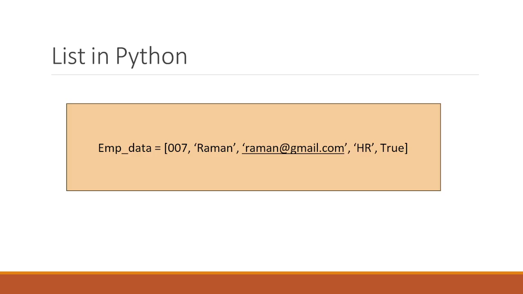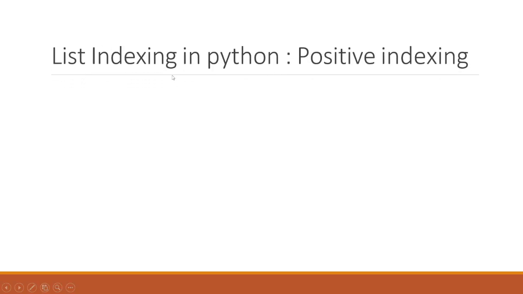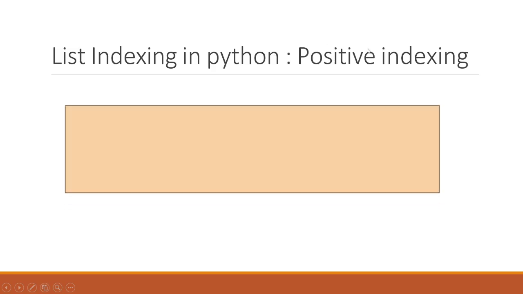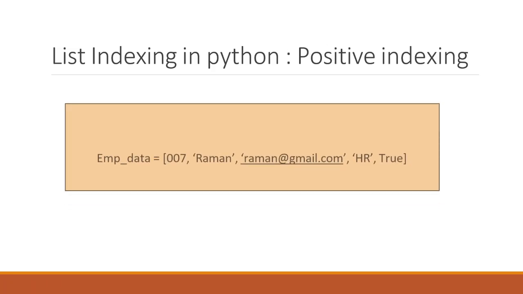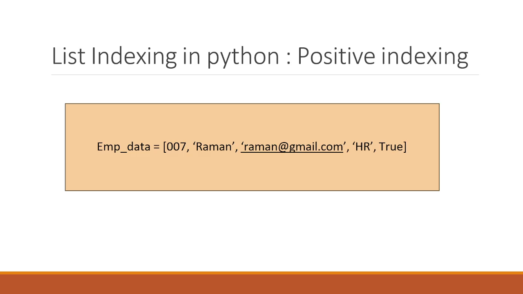Okay, so in a list we have to decide the position of each value, like here we have this 007 number. For that we have to decide different positions, and for deciding the position we have to use indexing. Here we have given list indexing in Python. First we have positive indexing. Now, what is meant by positive indexing? Here indexing will start from 0 by default. That is called base indexing.